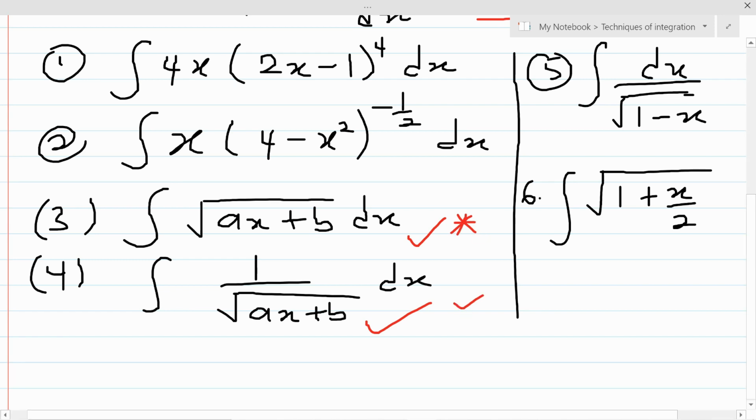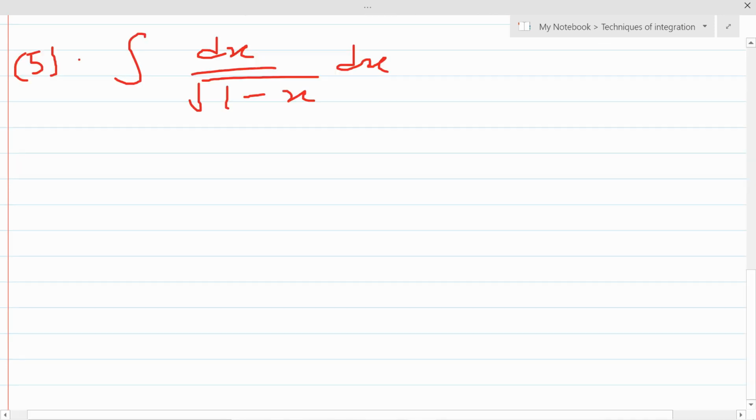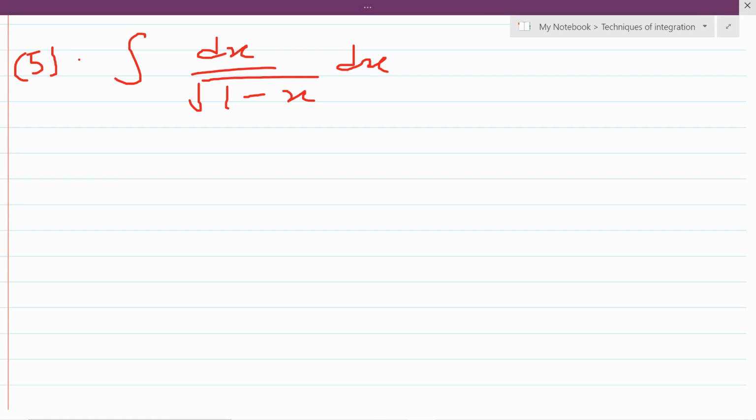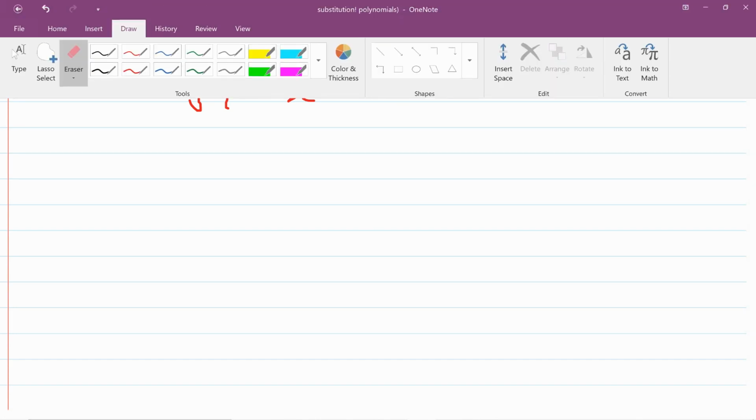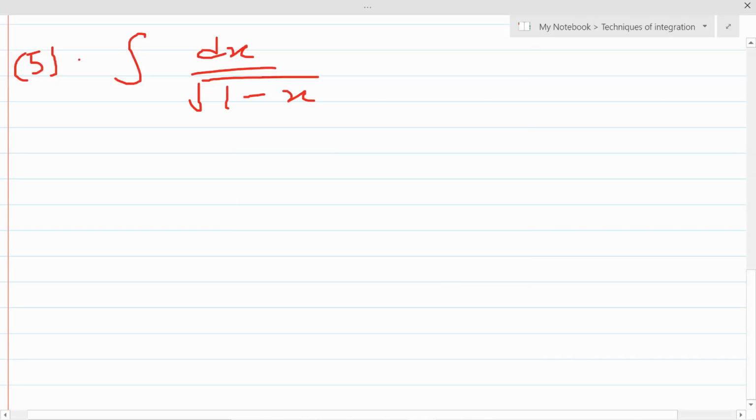Okay, so let's continue with the fifth one. Alright, so with this, it's very simple, right? Because if you could see this, sorry, there is a mistake in this. It's just dx over that, because 1 over square root of 1 minus x is the same as dx over that. Okay, alright, so this is simply the same as integral of 1 over square root of 1 minus x dx. This is what I mean.